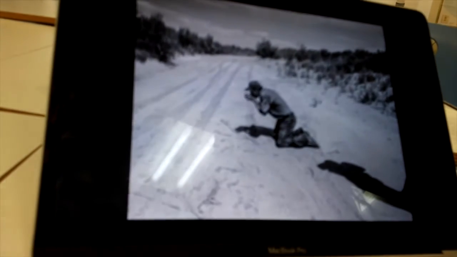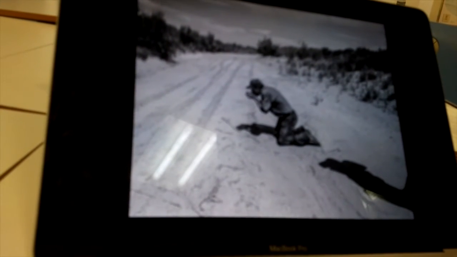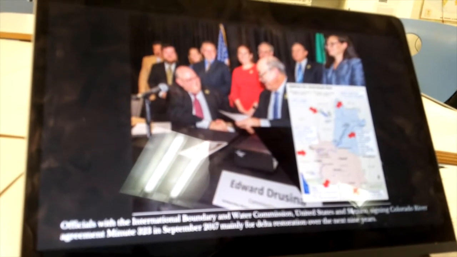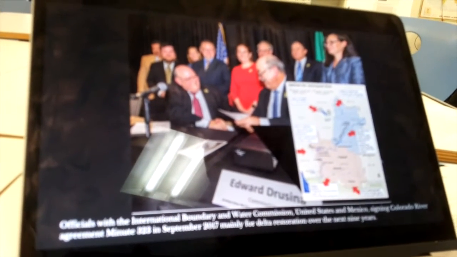Through the Colorado River, everything is basically used by the United States, and this is leading to drought and not enough water, not only in Mexico but also in the United States. This is the 2017 agreement to restore, for example, the delta.